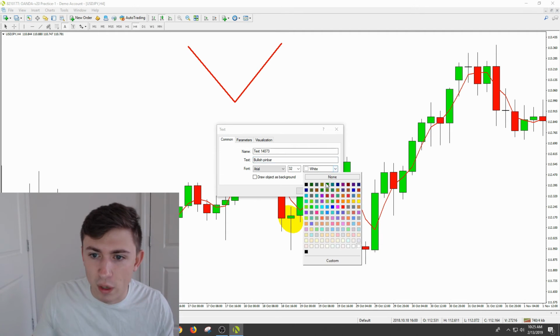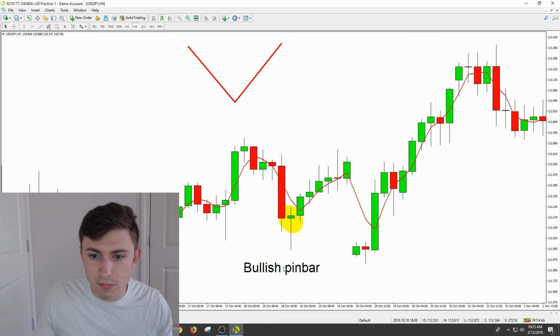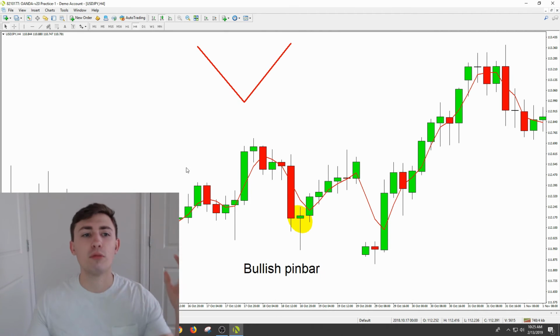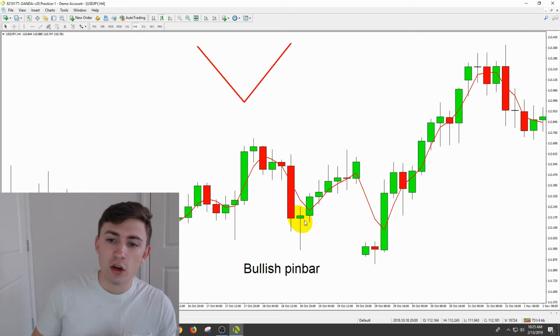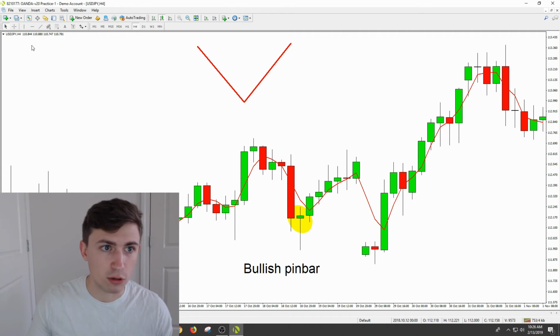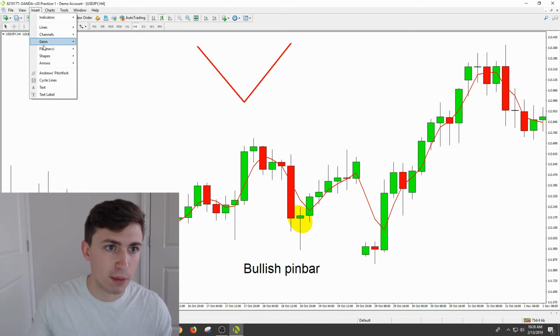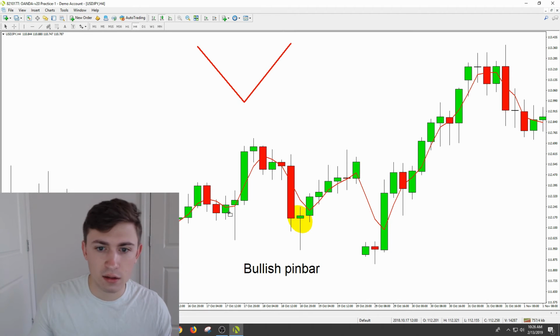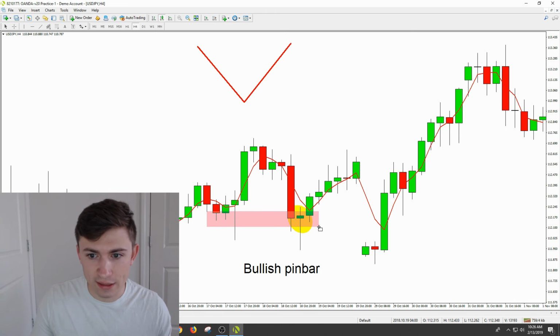Why? It's because I made it white so you can't see it. Here it is. Okay, so we have a bullish pin bar right here. Now, as traders, we could see this as an opportunity to go long, because look at this. This is the beauty of combining multiple things together. Look at this, right?